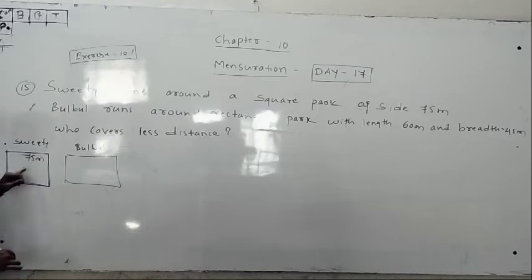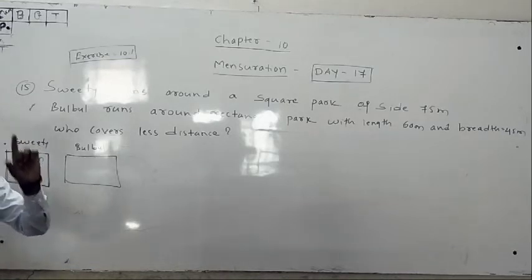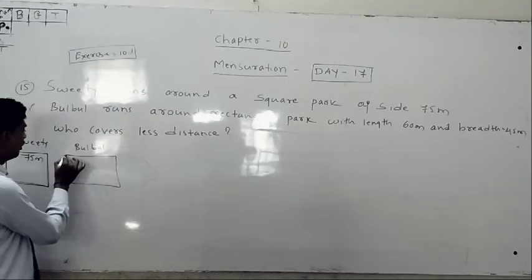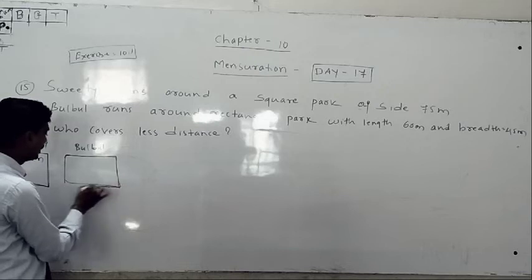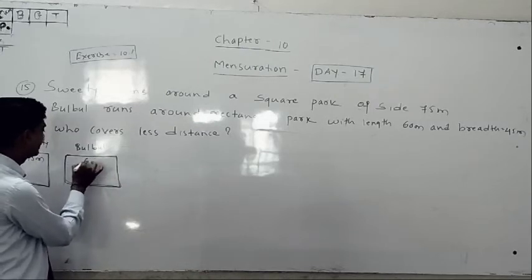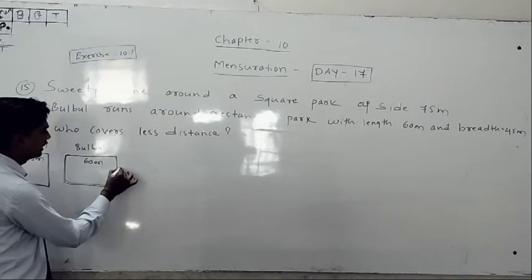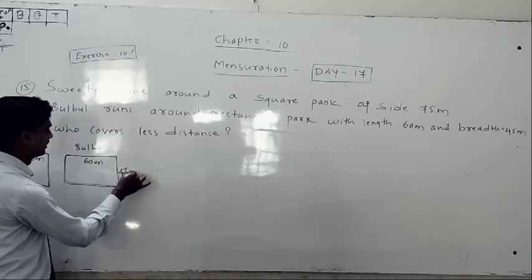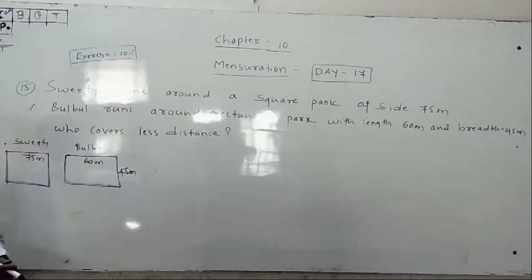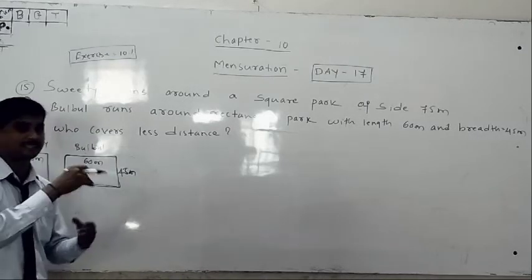Because only one length is given there, sir. Why, sir? Don't confuse it, because a square figure has only one length, because all sides should be the same. And Bulbul runs this rectangular park. The rectangular park length is 60 meter and breadth is 45 meter. Okay, you should find who runs less.